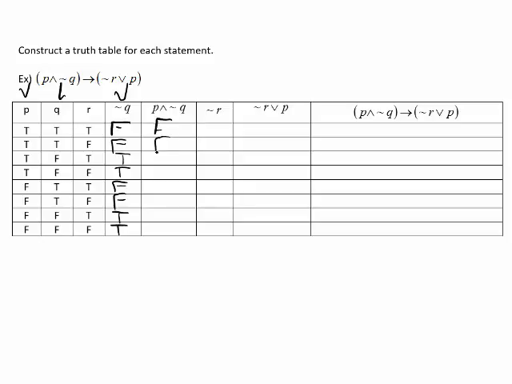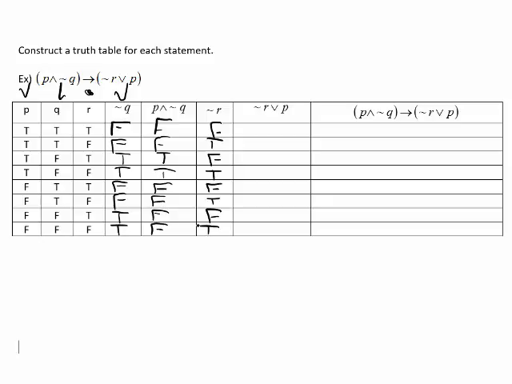True and false, that is false. True and true is true. True and true is true. And because in the last 4 statements all the P's are false, we know that these are all going to be false, because remember, with an AND statement, both parts must be true in order for the whole statement to be true. Okay, so now the negation of R. That's the opposite truth values of R. So false, true, false, true, false, true, false, true.